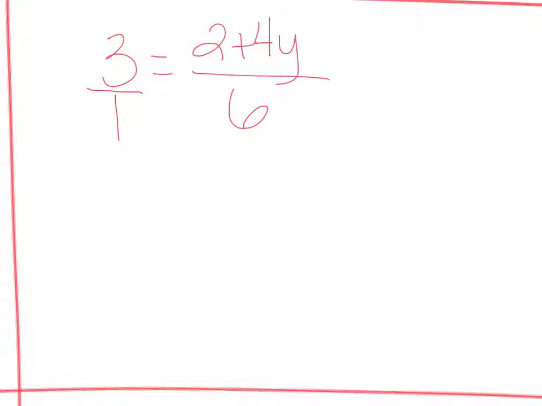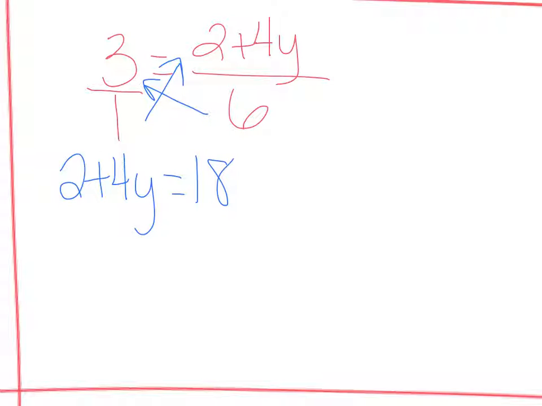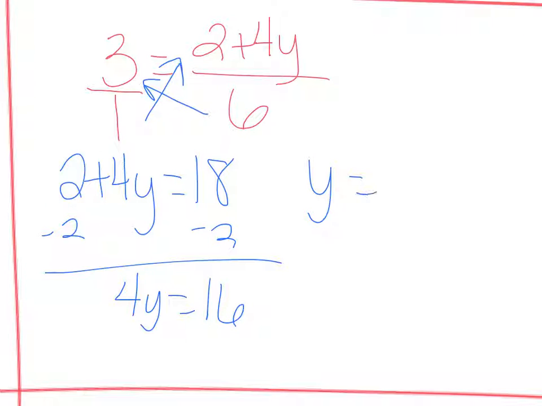Whenever you find your cross products, what do you end up with when you take 1 times 2 plus 4y? 2 plus 4y, right? 1 times anything is itself. 3 times 6 gives you 18. What did you do next? Subtract 2 from both sides, so 4y equals 16, so y equals 4. Okay, so not too bad so far. Let's look at 2 more that are just slightly different. I have full faith in you guys, though.